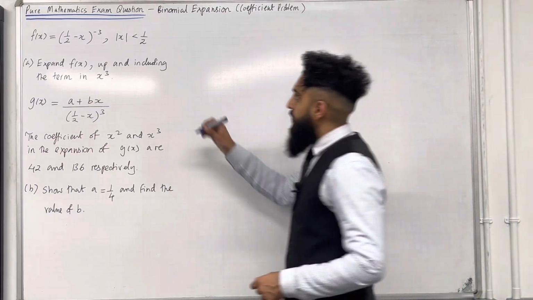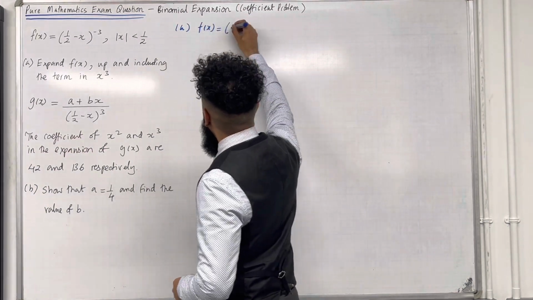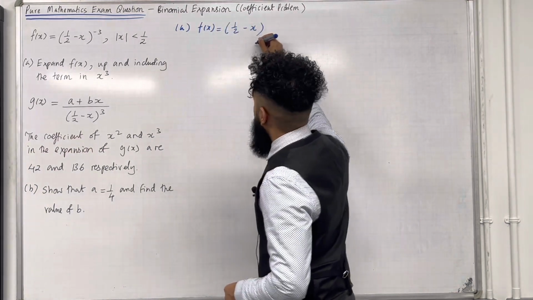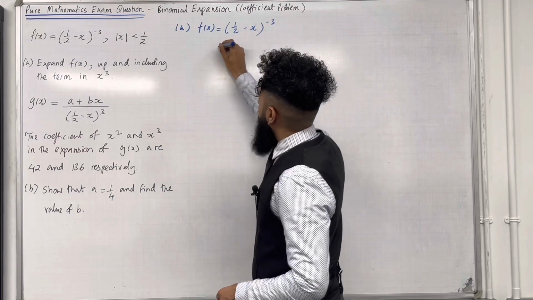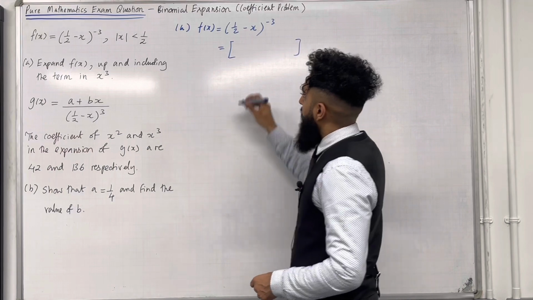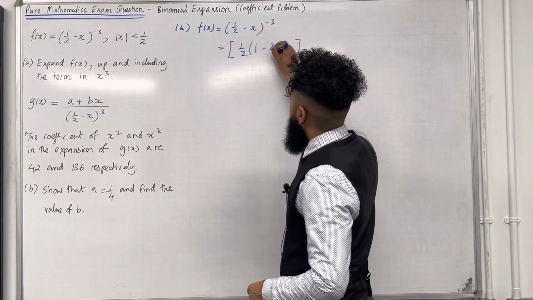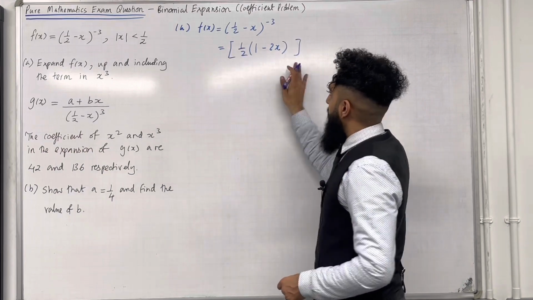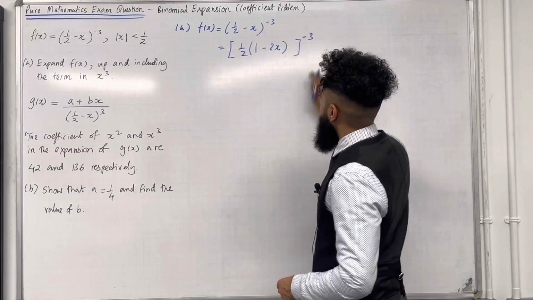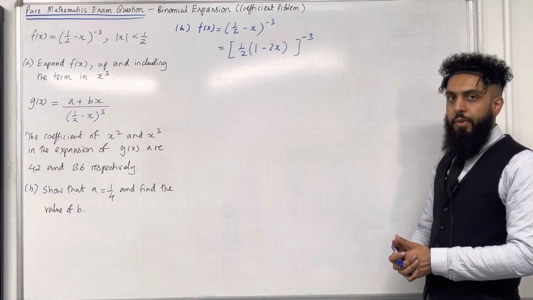Let's have a look at the solution to part A. So we've got f(x) equal to (1/2 - x) to the power minus 3. I can rewrite this by taking out a factor of a half, so inside the bracket I've got 1 minus 2x, all to the power minus 3. I must take out a factor before applying the binomial expansion formula.